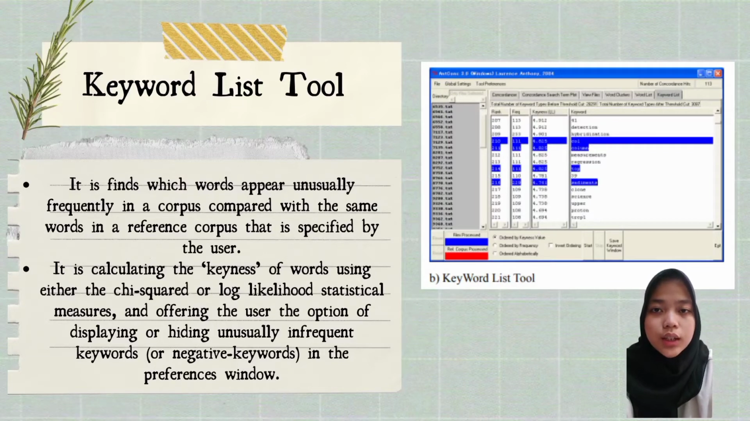Keyword list tool. It finds which words appear unusually frequently in a corpus compared with the same words in a reference corpus that is also specified by the user. It calculates the keyness of words using either the chi-squared or log likelihood statistical measures, and offers the user the option of displaying or hiding unusually infrequent keywords or negative keywords in the preference windows. The keyword list tool is shown in figure 4b.